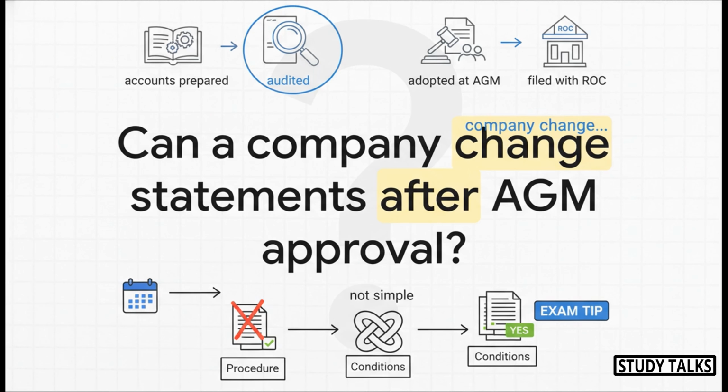Imagine this. A company has done everything perfectly. Accounts are prepared, they're audited, they've been adopted at the annual general meeting, and filed with the ROC. Everything's done. But then, oops, they find a mistake. So can they just go back and change it? The short answer is yes, but it is not that simple. There's a whole process you've got to follow, and that's exactly what we're going to navigate together.